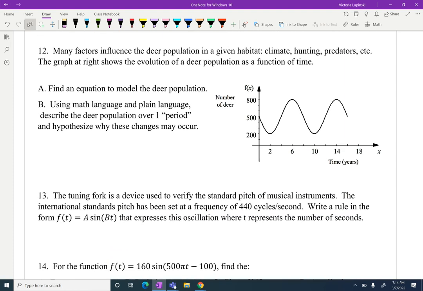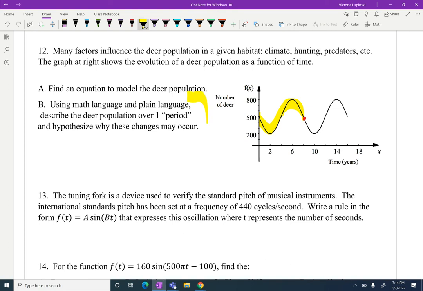Here they give you a graph. They're showing you the deer population. They ask you to find an equation, and then they ask you to explain what it means. So if you were going to try to write the easiest equation, I would probably write this one. I think you could say with confidence that from 0 to 8, there is a negative sine wave. The D value or midline would be 500, and the amplitude would be 300.